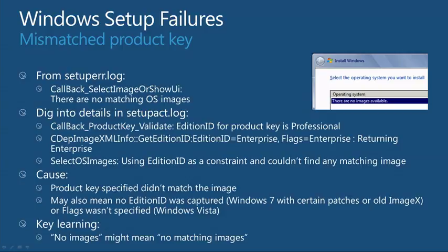Well, how the heck are you ever going to figure that out? You'd have to dig into the log files to see in that same setupact.log that it found the product key, it saw that that was for, say, Professional, but when you were actually deploying, you were deploying Enterprise. Doesn't match, filters it out.